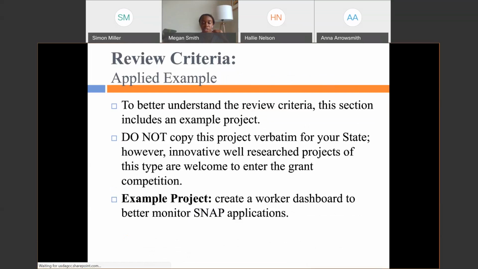As we go through additional criteria over the next few slides, we want to also apply this criteria to a sample project to help you better understand what we will be looking for to analyze proposals. We strongly encourage applicants not to copy this project verbatim for your state. However, innovative, well-researched projects of this type are welcome to enter the grant competition. The example project we will use for discussion purposes is creating a worker dashboard to better monitor applications.